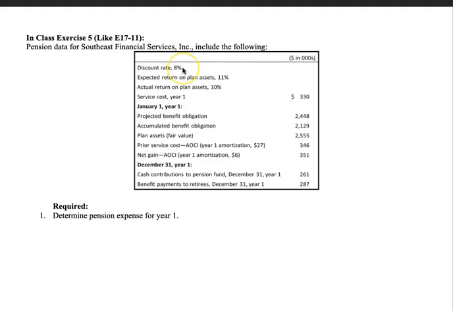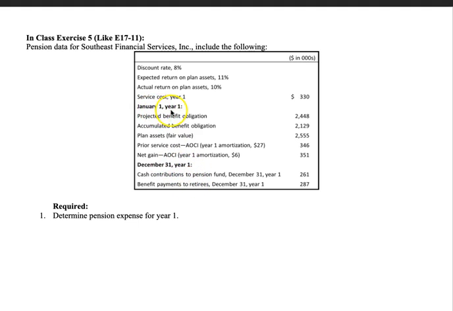You give us the discount rate. That's the rate in which they determine the gains, losses, etc., or the interest rate on our interest expense for the year. Our expected rate of return is 11%. Our actual rate of return was 10% for the period. That's important to know. Our service cost for the year is $330. Now, this is our beginning balances in our accounts, and then this is our year-end information as well.